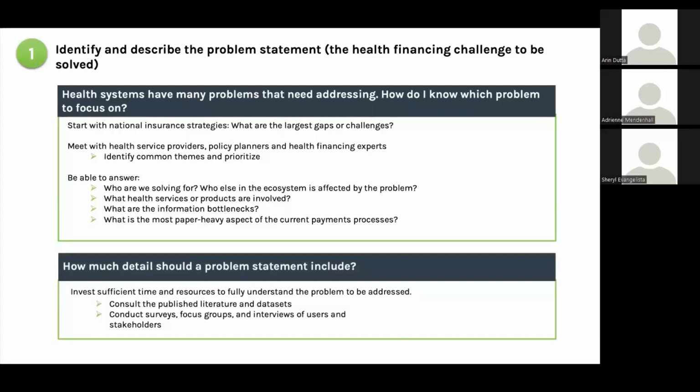And when we're defining the problem statement, how much detail should we include? In short, as much as possible. And what this means is, of course, we want to consult the literature, whether that's academic literature and gray literature, any policy documents that exist. But what we found as well is it's very important to invest the resources in surveys, focus groups, and interviews of users and all stakeholders involved.